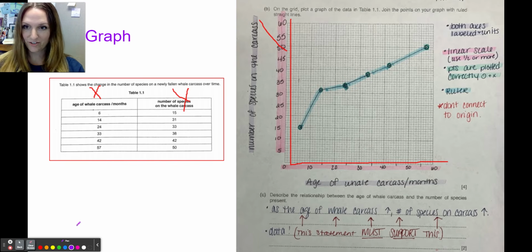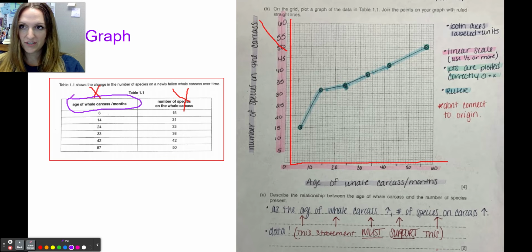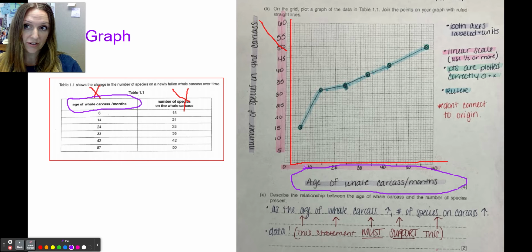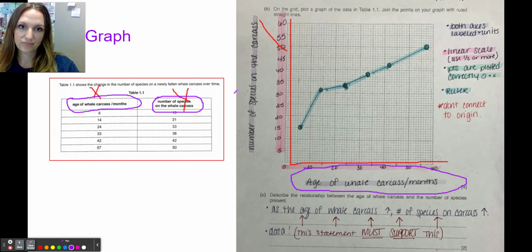This is the time to plagiarize. So literally, age of the whale carcass in months, right here on my X. You don't want to just put age of whale. It's carcass, and it needs to be months. The amount of species that are on the whale carcass: number of species on the whale carcass, identical to what you see on your data chart.